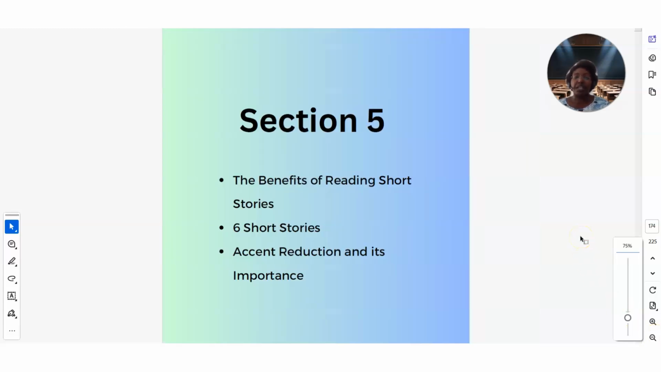The benefits of reading short stories. So now we go from dialogues to short stories. We give you 6 short stories in the ebook and paperback. And we're also going to talk about accent reduction and its importance, and how you can really reduce your accent, and why your focus or your goal should be reducing your accent, not eliminating your accent. So we'll talk more about that in the next video.